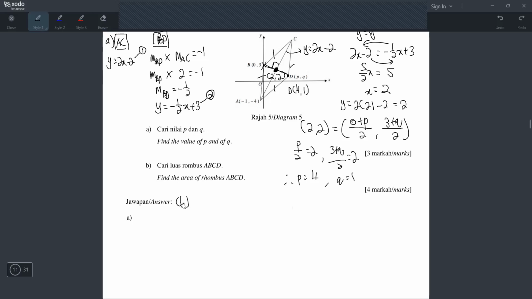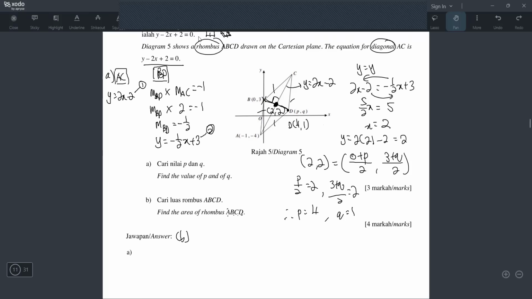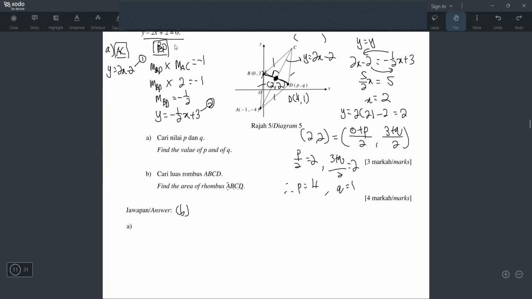Now we do B. For B, you want to find the area of rhombus ABCD. If you want to find the area of a rhombus, you will use the 1 over 2 modulus formula. But before you do that, you have to make sure you have all the points of the vertices, which are A, B, C, D. All these points you need to have. If you don't have them, you cannot find the area. So do we have A, B, C, D? Point A we have, point B we have, point D we also have, but point C we don't have. So I cannot find the area now. I need to find point C first.